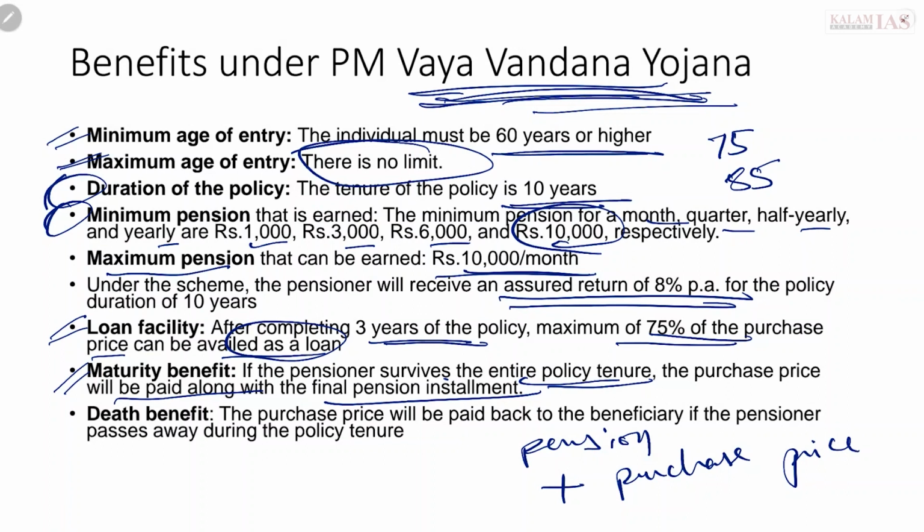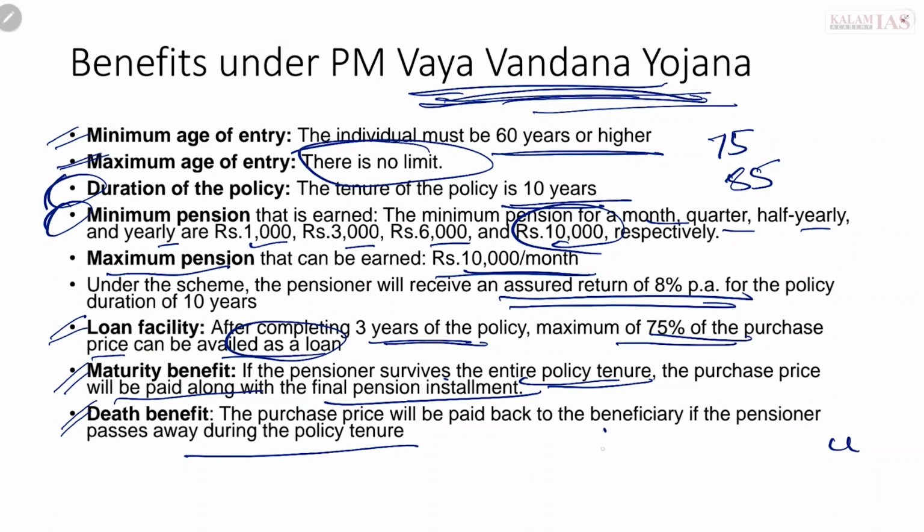The aim of the policy is not that the government makes profit. The aim of the policy is that the people should have social security, and that should be financed partly through their own contribution. Last is the death benefit, that the purchase price will be paid back to the beneficiary if the pensioner passes away during the policy tenure. So therefore, you have to choose the beneficiary who will benefit from your ultimate demise, and they will be paid the entire sum once the pensioner has deceased. Okay, these are some of the provisions of the PM Vaya Vandana Yojana.